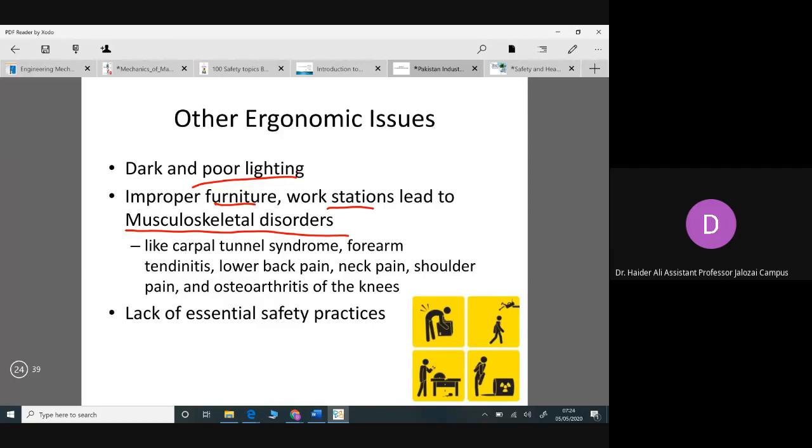So, therefore, we have found that there is a lack of essential safety practices. Like I already mentioned in our classes before, unfortunately in Pakistan, occupational health and safety is not taken very seriously by any organization. And it's unfortunate because this is important, because it means human life, it means human health, human safety.